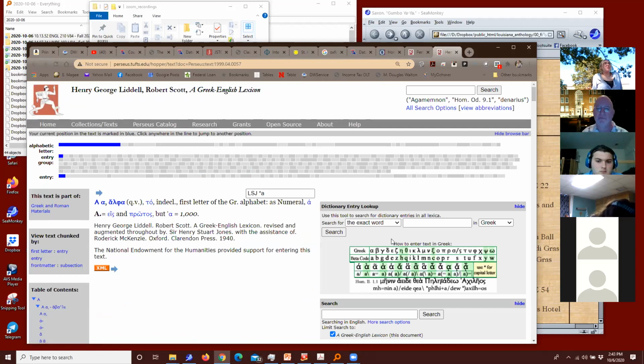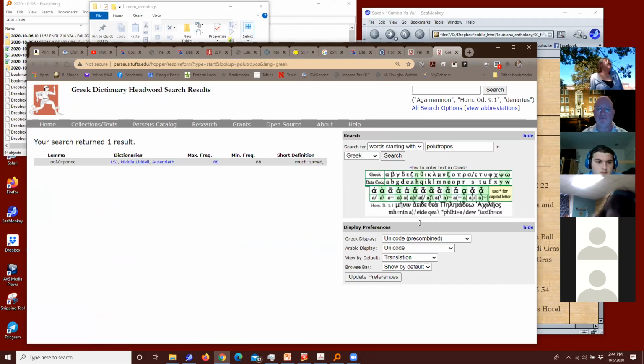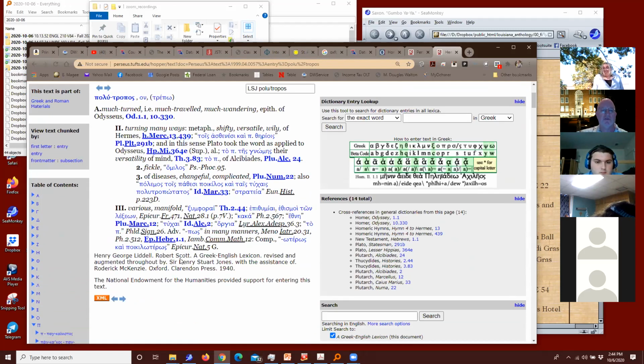So let's say polutropos, which is the word used to describe Odysseus over and over. It's one of his epithets. So what does it mean? You go to the LSJ, which is the biggest one. Much turned, much traveled, much wandering, turning many ways, metaphorically shifty, versatile, wily, used of Hermes. And Plato took it in this sense when applied to Odysseus, as do we all. Fickle, complicated disease, various manifold.